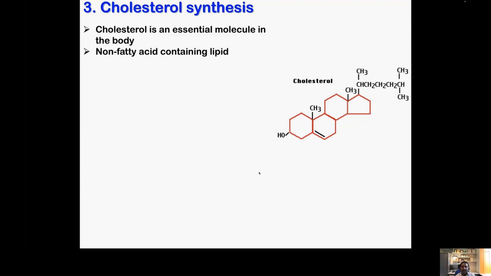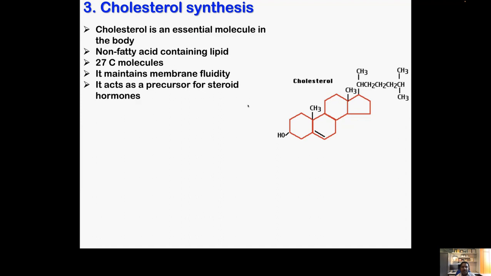It's a non-fatty acid containing lipid, and it contains 27 carbon atoms. It has a steroid ring structure plus an aliphatic chain at the end, and in total 27 carbon atoms are present. It maintains membrane fluidity, and it acts as a precursor for several steroid hormones and vitamin D. The synthesis of cholesterol will occur in the liver.